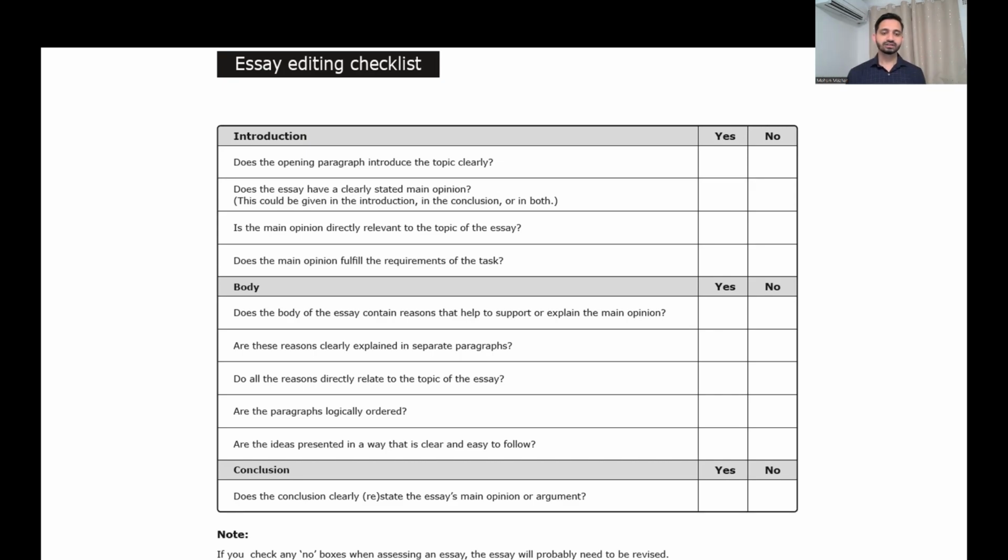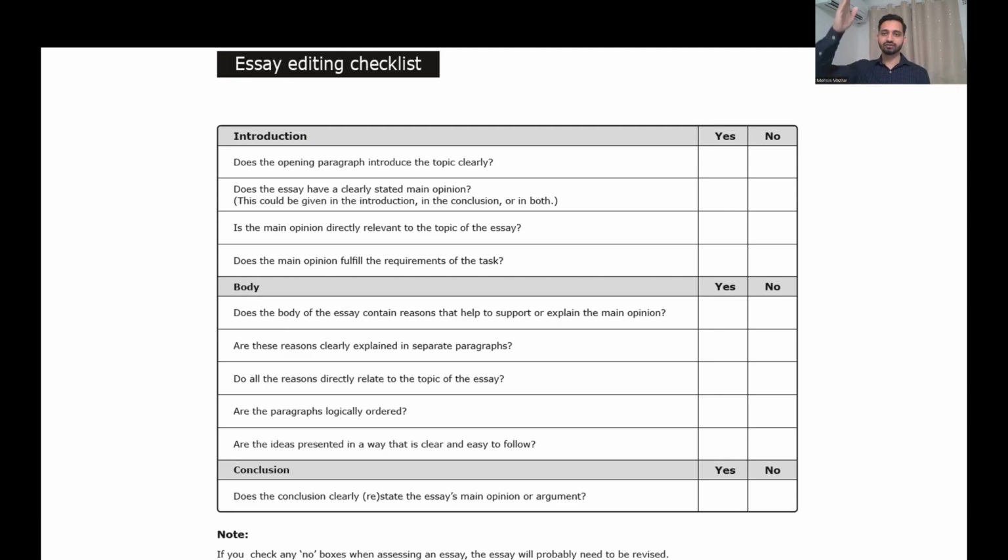Now, lastly, let's talk about the conclusion. What is the thing that you should be looking for in the conclusion? Does the conclusion clearly restate the essay's main opinion or argument? So the opinion that you presented at the top, is it consistent with your opinion? Are you restating it in your conclusion? That's something that you should look for. And if you're not doing that, you want to go back and write down your opinion and restate your opinion in your conclusion, okay?